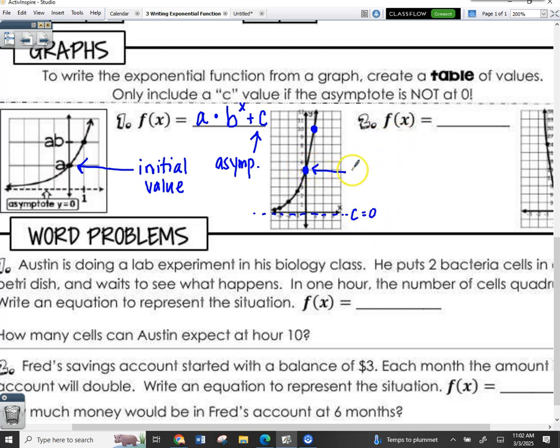Where's it crossing the y-axis? It's crossing at 5.